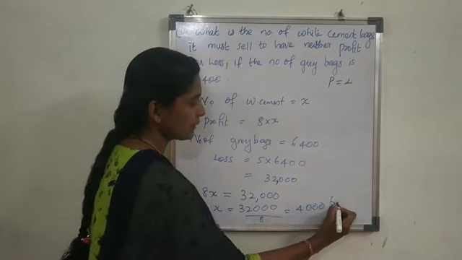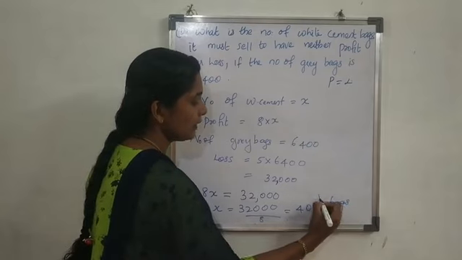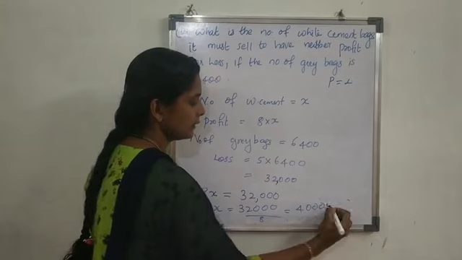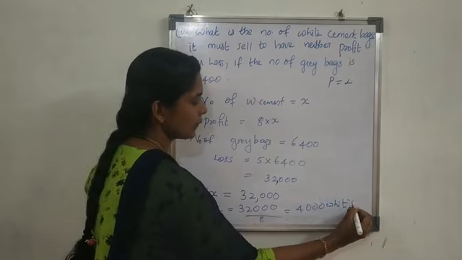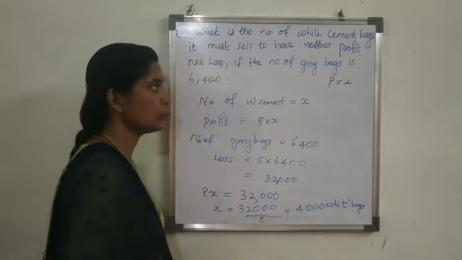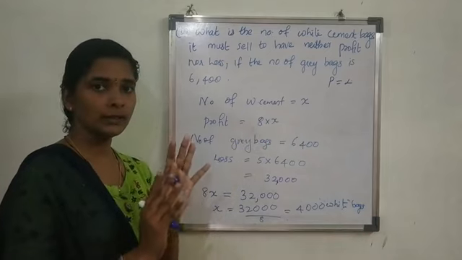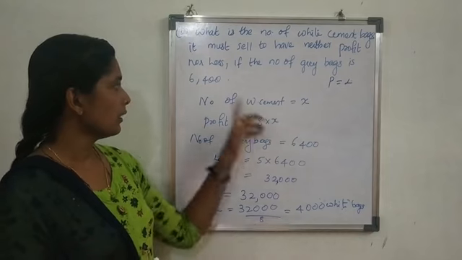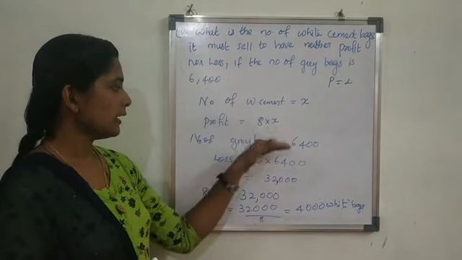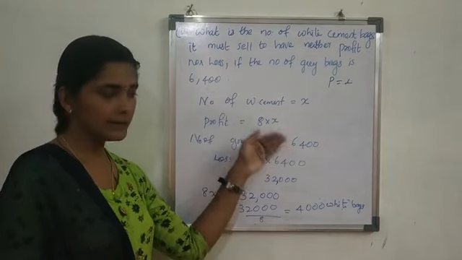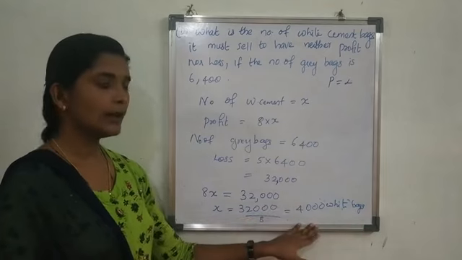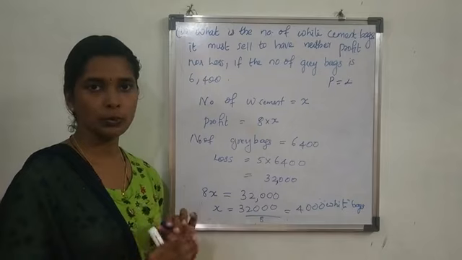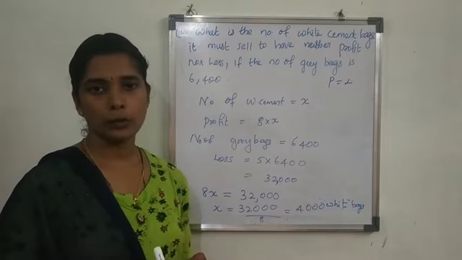How many bags? 4,000 white bags. Okay, 4,000 white bags are needed. It must sell 4,000 white bags to make the profit and the loss the same. Okay, profit is the loss. You have to sell 6,400 as the number of grey bags and 4,000 as the number of white bags. Then the profit and the loss will become the same. There is neither profit nor loss.